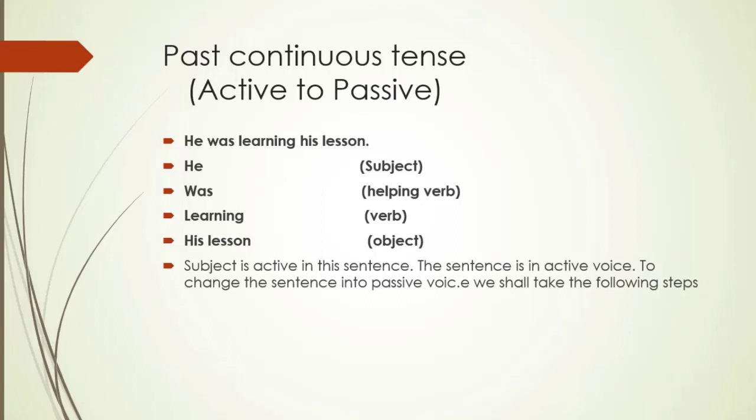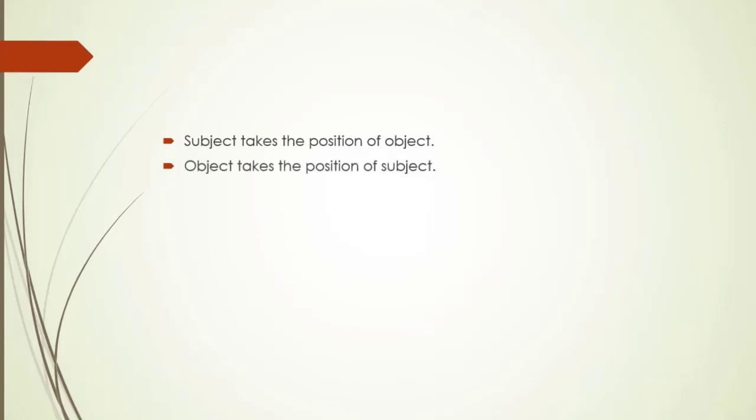In this sentence, the subject is active. The sentence is in active voice, means the subject is doing the function directly. To change the sentence into passive voice, we shall take the following steps. Subject takes the position of object. Object takes the position of subject.